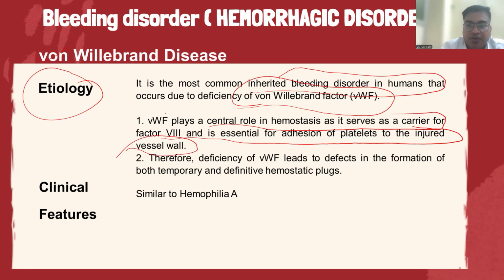So this factor, VWF, von Willebrand factor, acts as a carrier for factor 8 and also helps in adhesion of platelets. Deficiency of VWF leads to defect in the formation of both temporary and definitive hemostatic plug. Because due to deficiency of VWF and factor 8, there is less adhesion of platelets and less formation of hemostatic plug, which will lead to von Willebrand disease. The clinical features are also similar to hemophilia A.